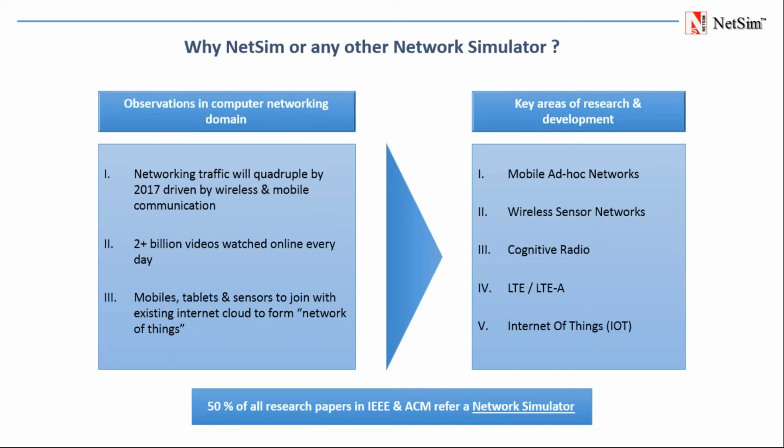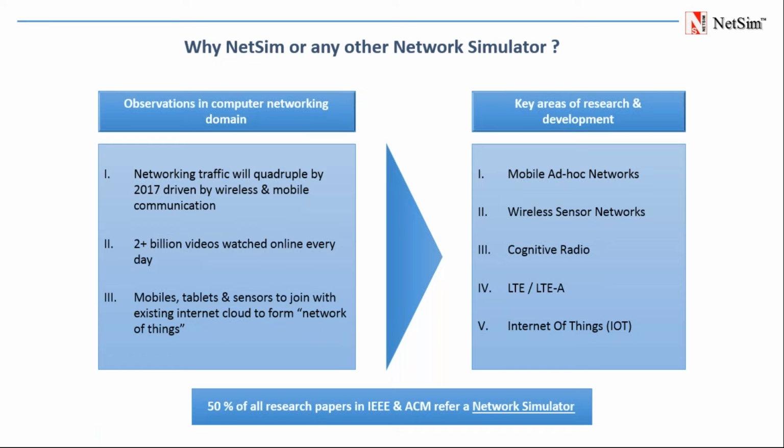Our existing network traffic will become 4 times this year because of our use of mobiles, tablets and other handheld devices that are adding to this network cloud. We watch 2+ billion videos every day, which also constitutes heavy traffic on the network. Further, more and more devices like mobiles and handheld devices are joining this network, forming a network of things.